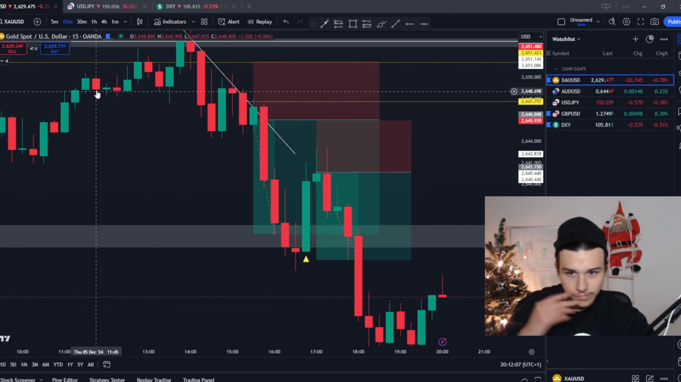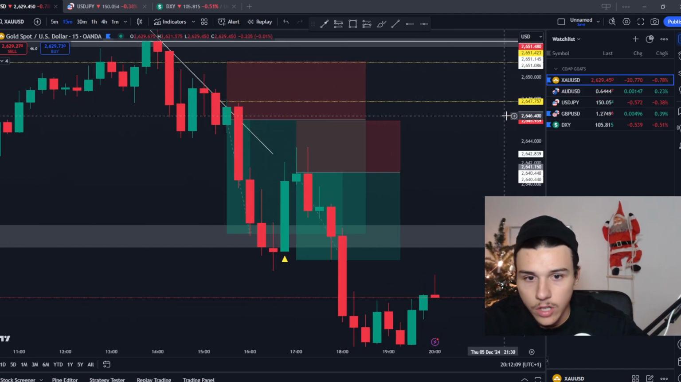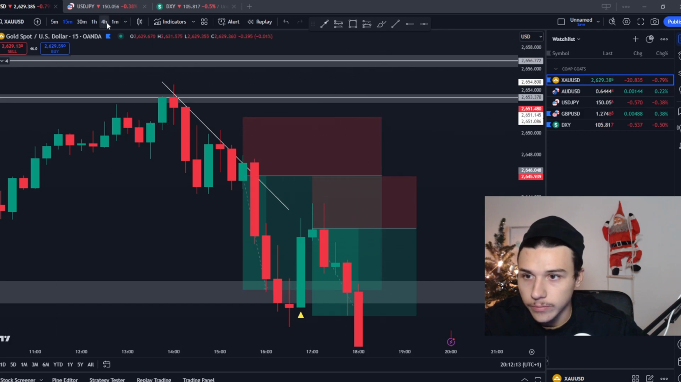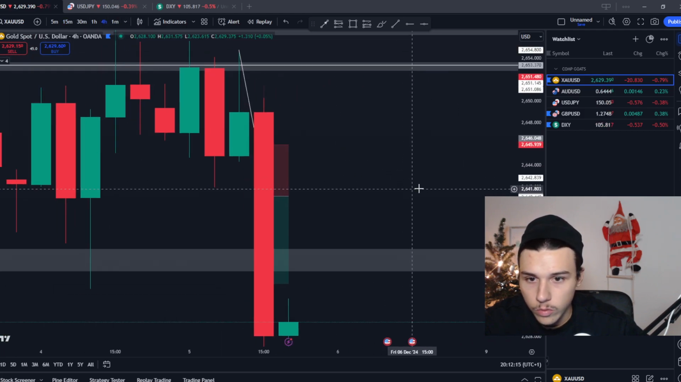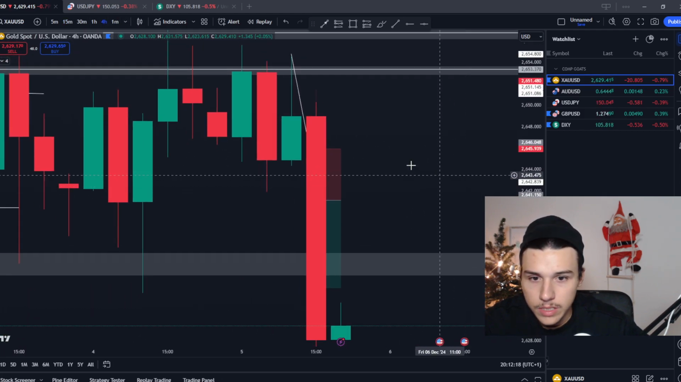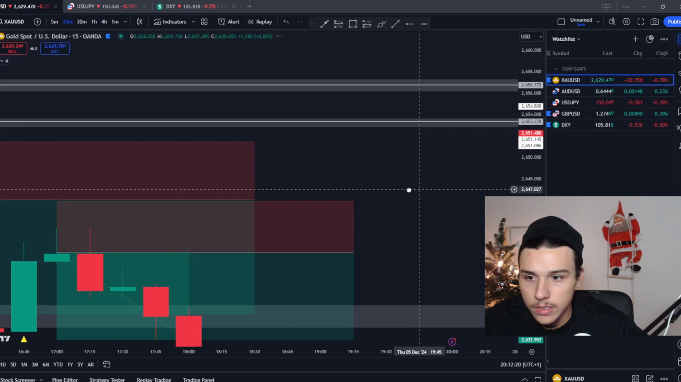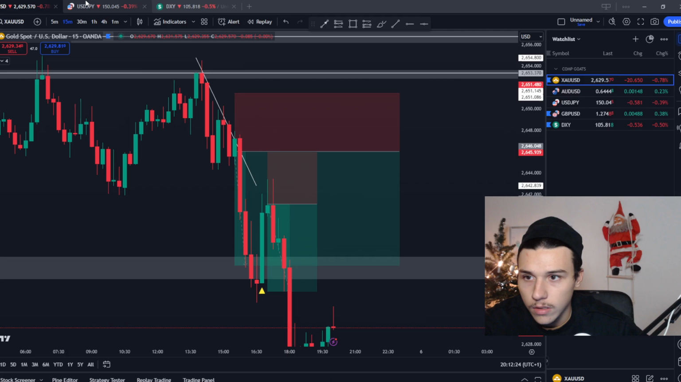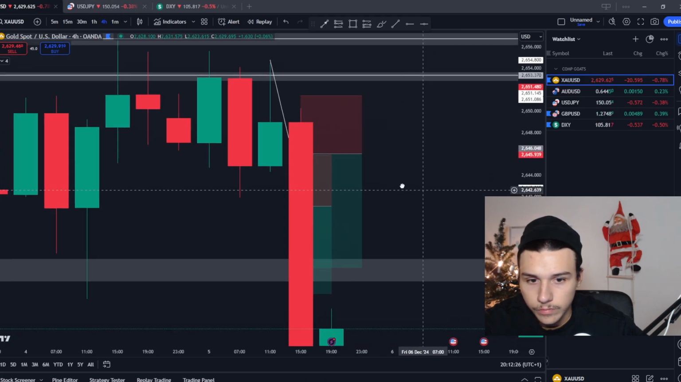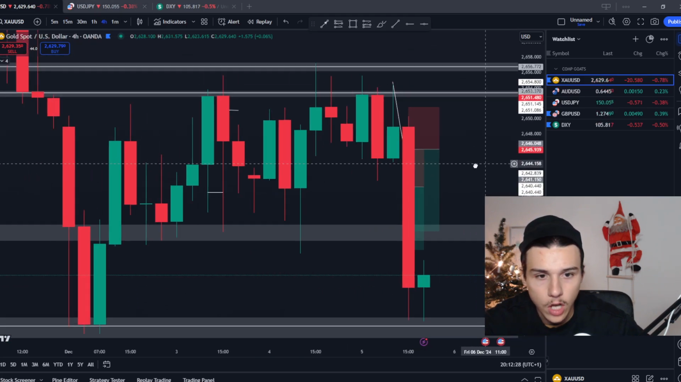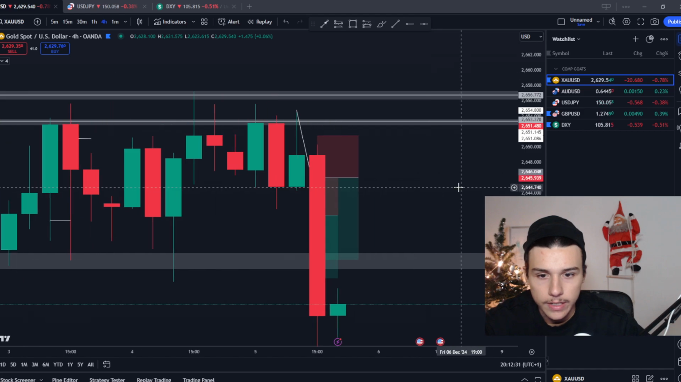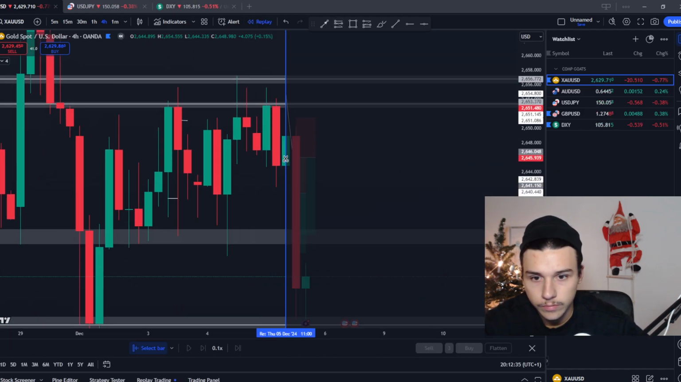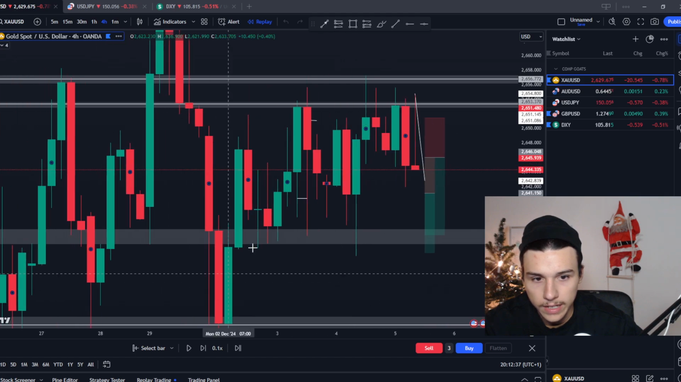But first, let's go over the first gold play. So, why did we take this first gold play? First gold play was very simple. Let me drag this out right there. Alright, first gold play was based off of the 4 hour. Now, what happened was that, if we go back to that candle right there.